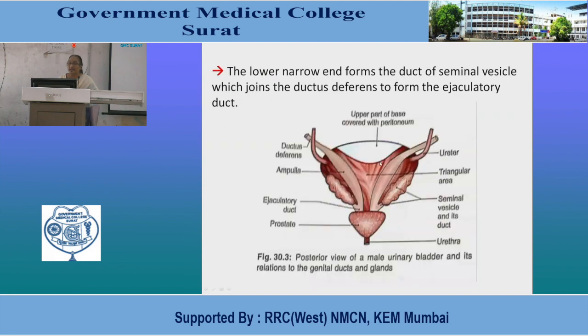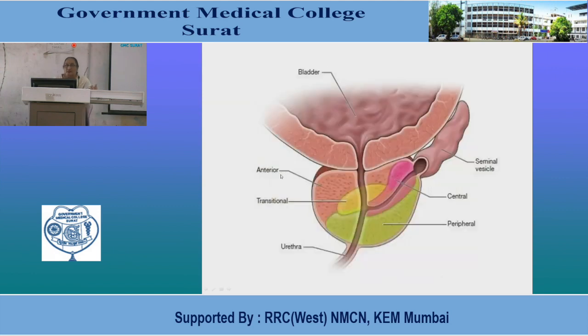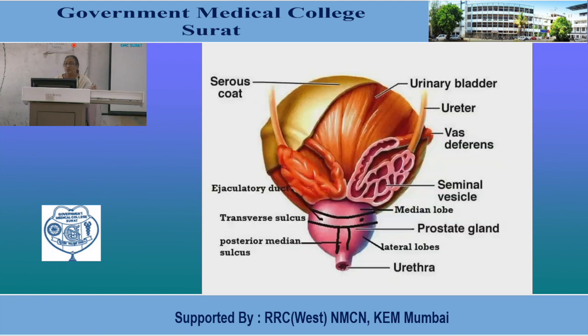The lower narrow end forms the duct of the seminal vesicle, which joins the ductus deferens, the vas deferens, to form the ejaculatory duct. Here is the seminal vesicle and its lower end, going to form the ejaculatory duct, which enters the substance of the prostatic gland, dividing the median lobe from the posterior lobe. Again, you can see the diagram.